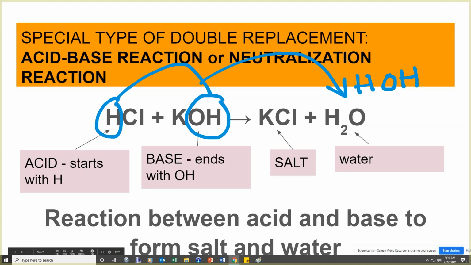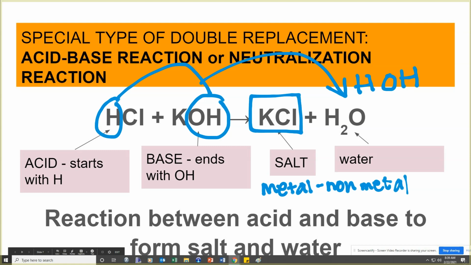How about what's left behind? What's left behind forms your salt. And the salt is always the metal followed by the non-metal. So when you write this down, always write it down first metal followed by non-metal. That's how you write down your salt.